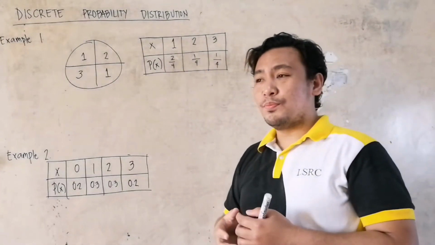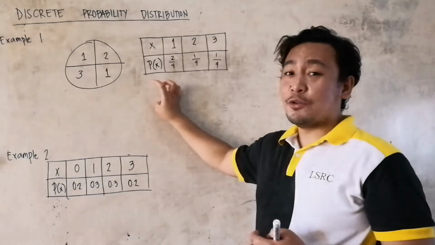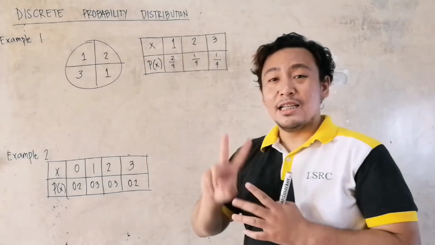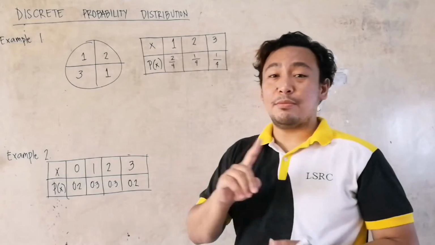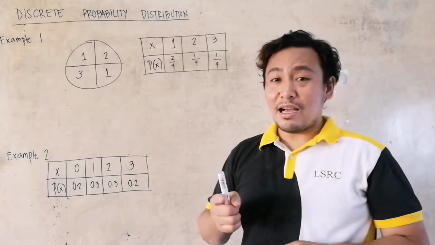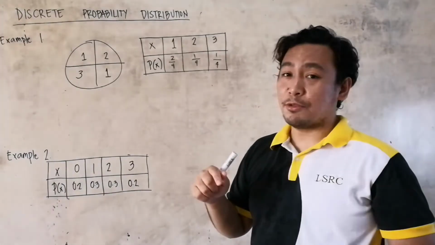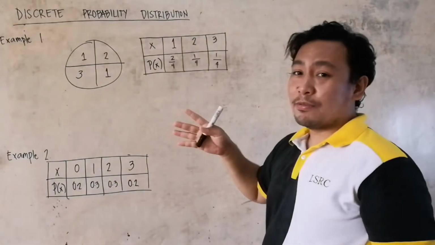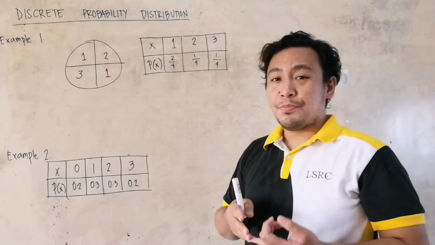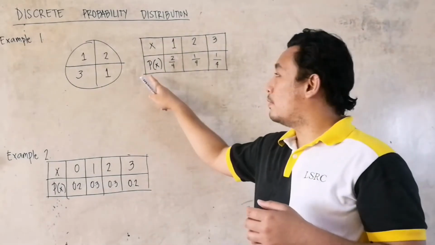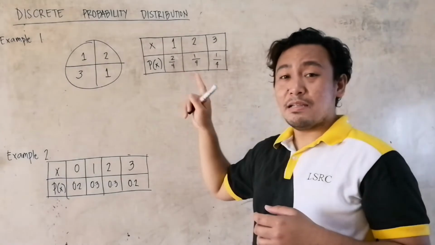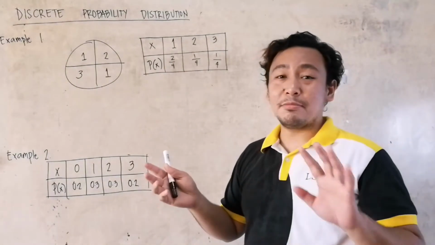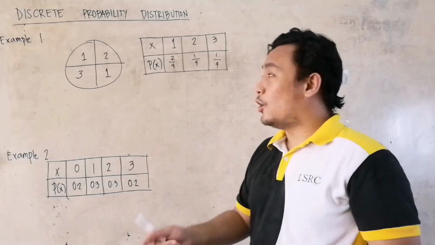We just need to tignan yung properties kung masasatisfy ba yung dalawang property. Kailangan dalawang property yung masasatisfy, hindi pwedeng isa lang. Kapag isa lang, then hindi ito considered as discrete probability distribution. So for the first property, kailangan yung probability natin ay mas malaki or equal sa 0 pero mas maliit or equal sa 1.